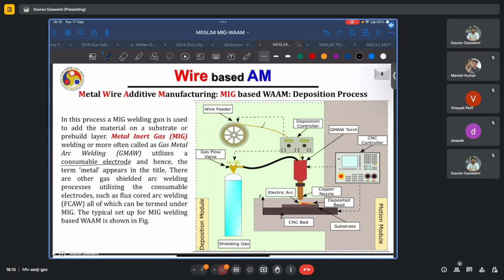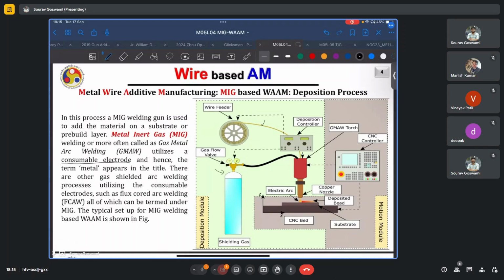Again, this arc is shrouded on all sides by this inert gas. So the inert gas ensures that the oxygen and surrounding atmosphere is displaced from the region of the molten weld bead, and only a pure deposition of the intended build material is done through the bead.